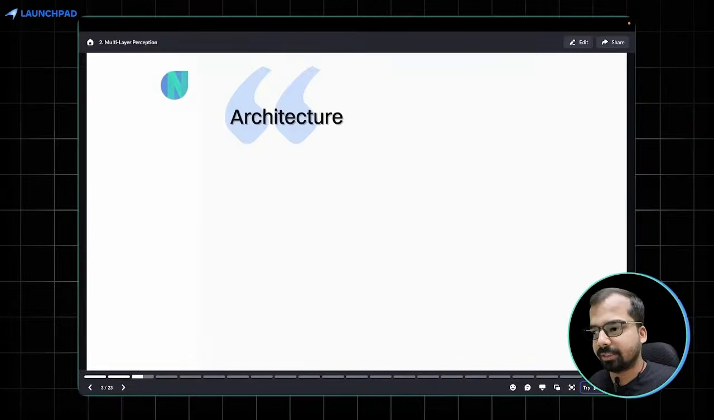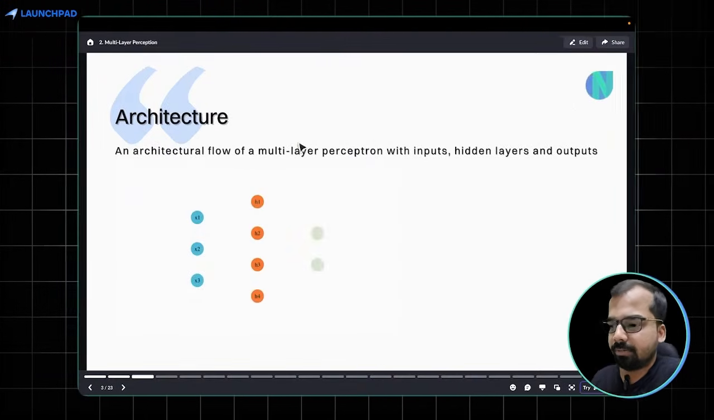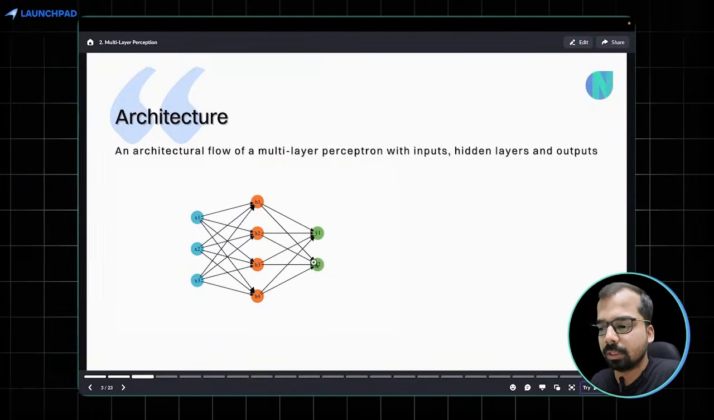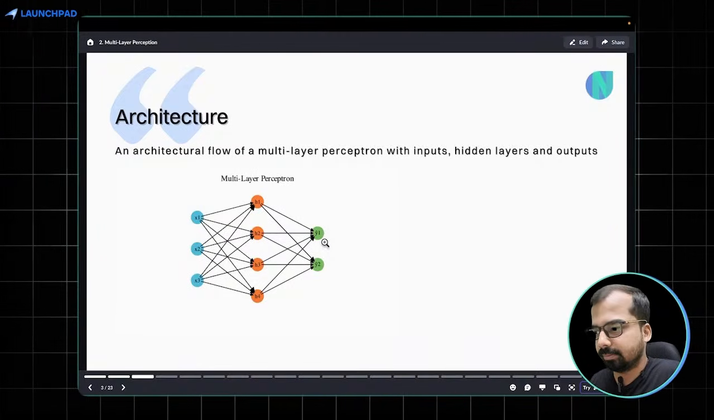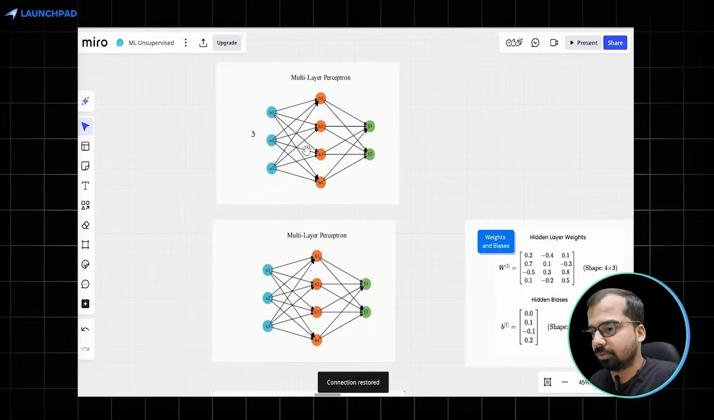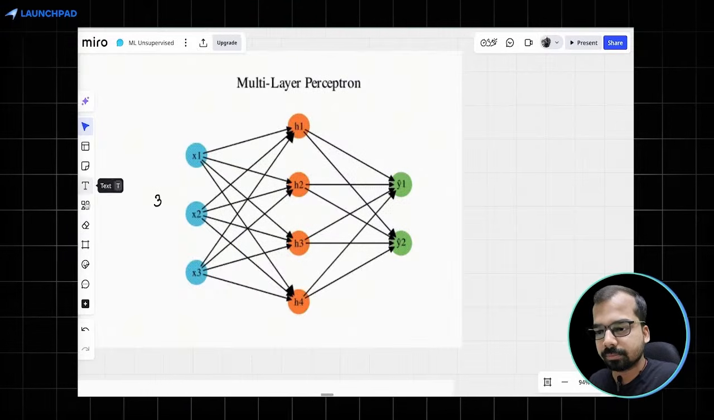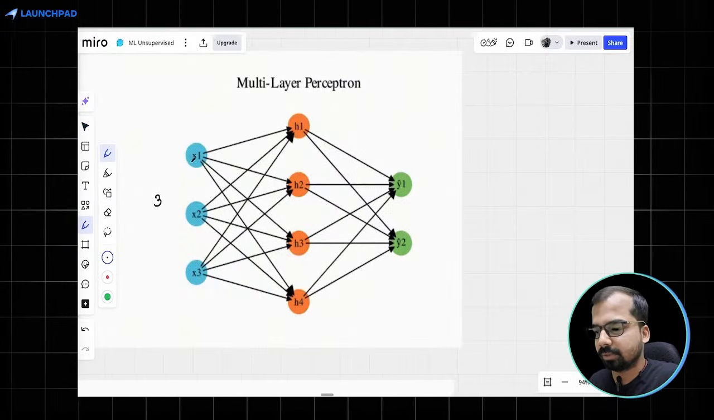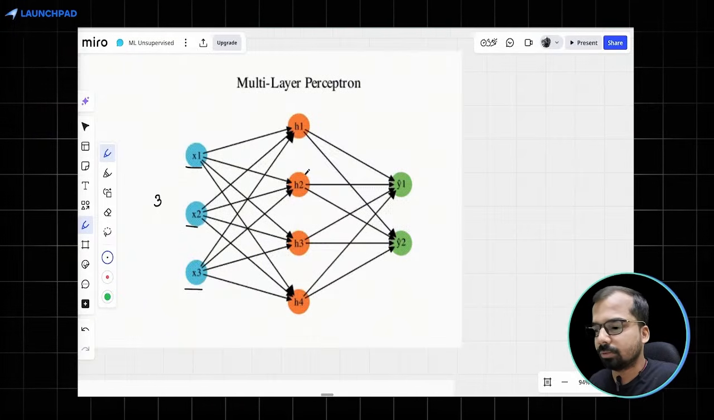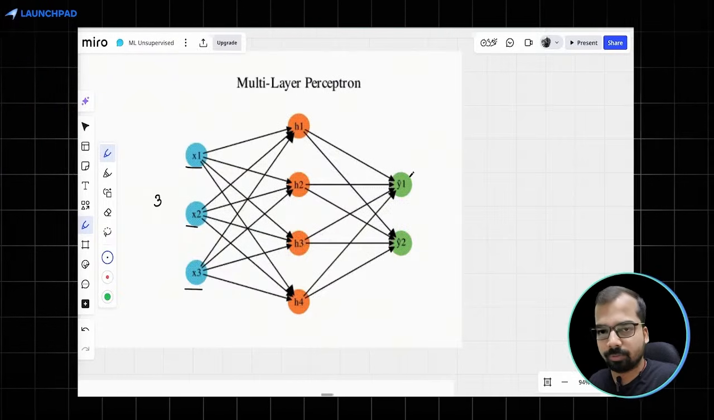So what is the architecture of a multi-layer perceptron? Here is a simple multi-layer perceptron where you have 3 inputs, 1 hidden layer and 2 nodes in the final output layer. So it has an input layer, a hidden layer and an output layer. In this example, this is my input, I have 3 inputs, and 3 nodes or neurons in my hidden layer. This is my hidden layer and this is my final output layer.